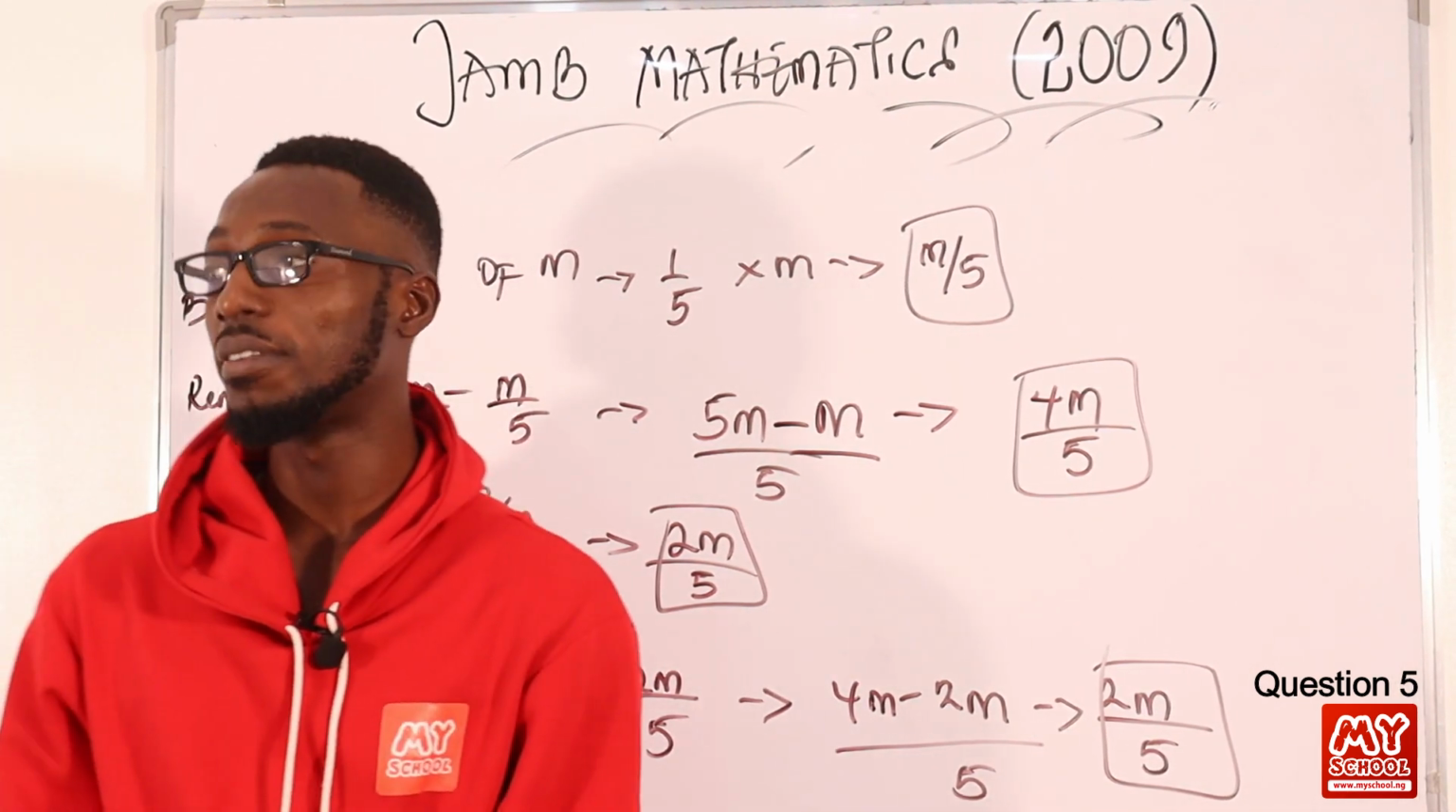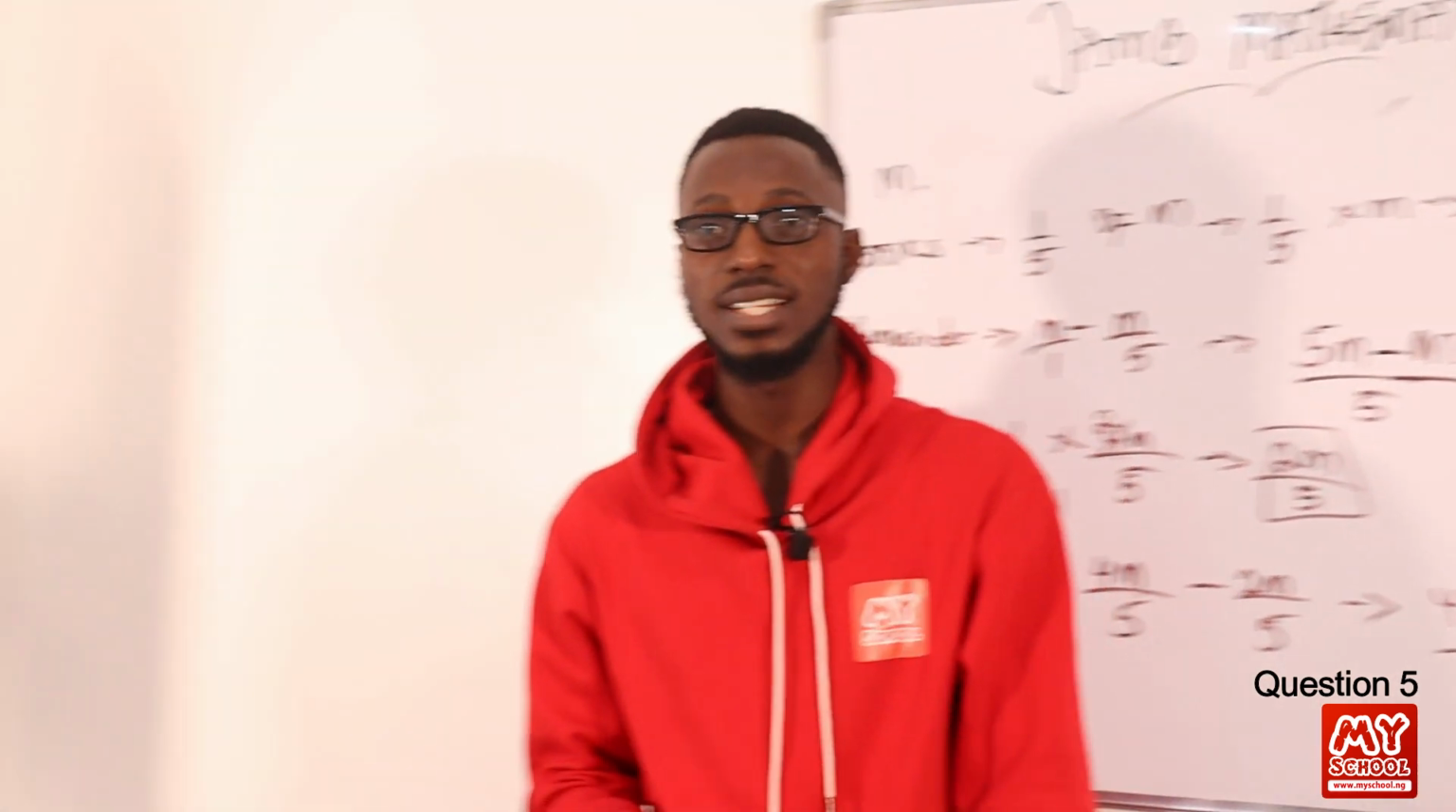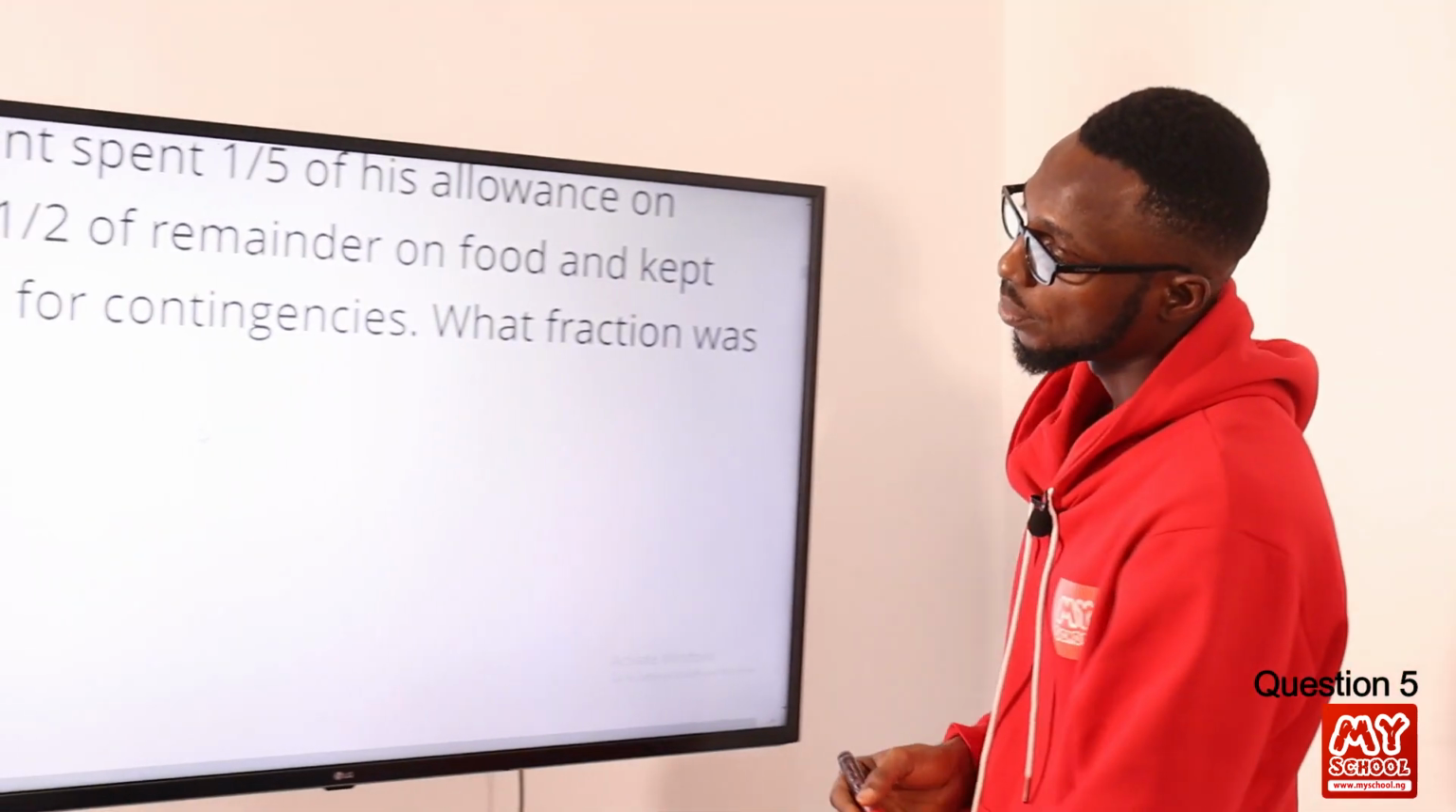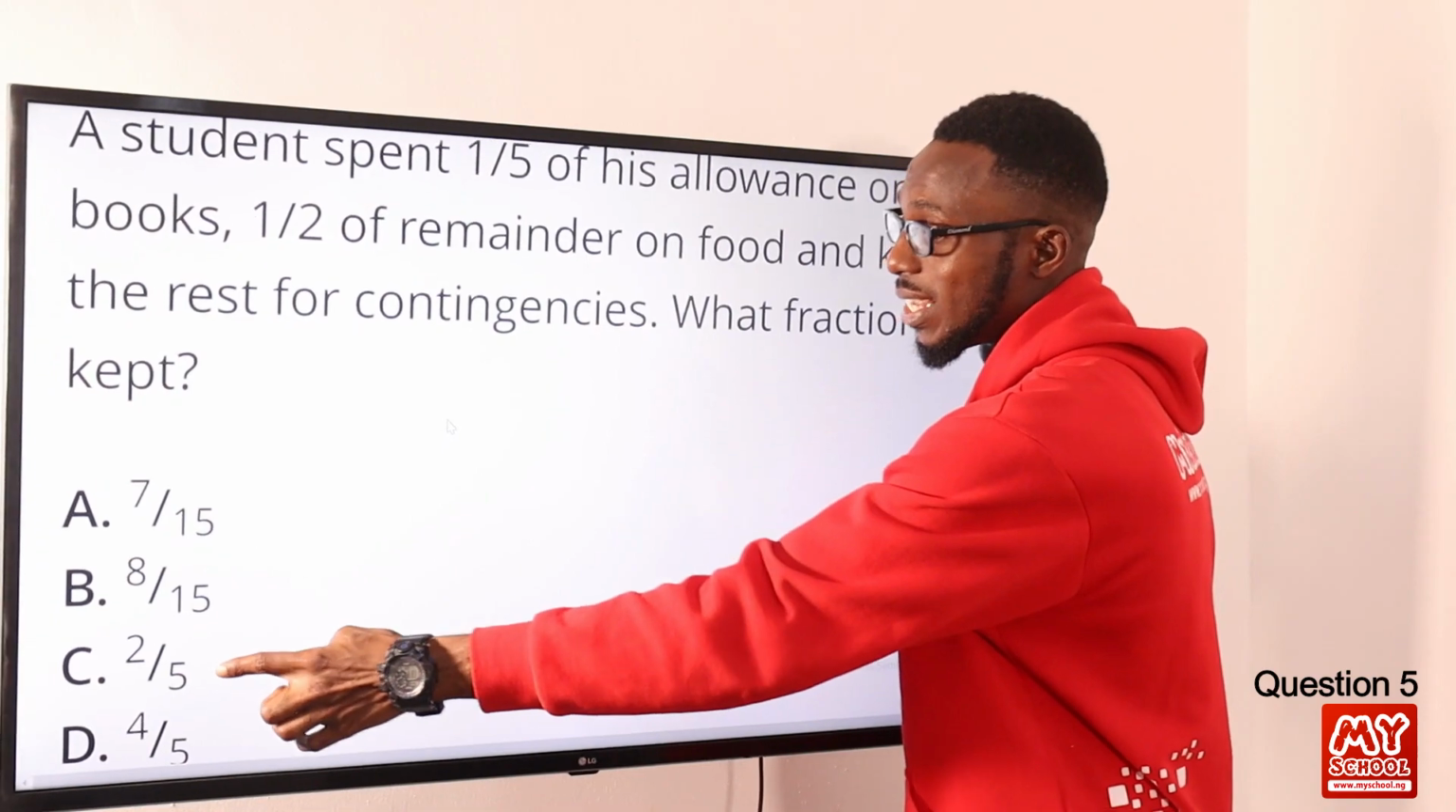So I have 2/5. So let's see if we have that provided in the options. Very well, we can find that in option C. So option C is the right option.